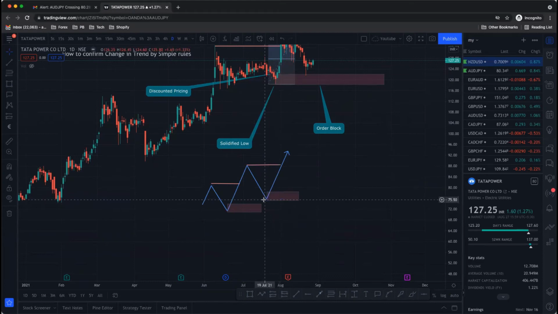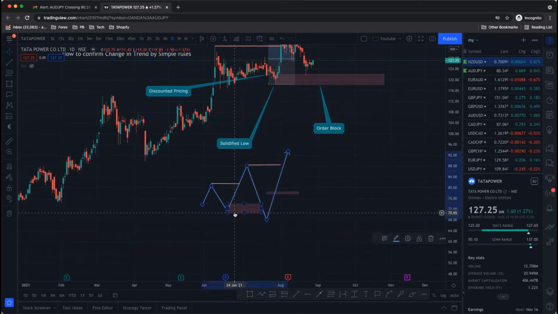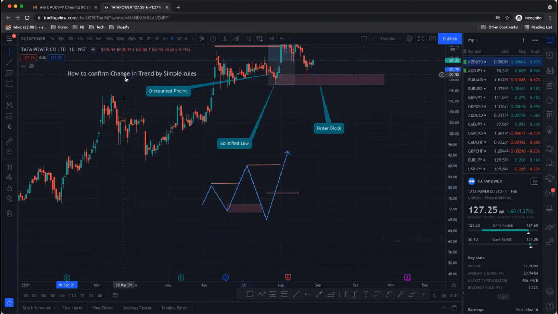Sometimes you will not get a clean move like this. Sometimes it will take liquidity from here, stop out all these players, and then make a second BOS. We'll talk about what liquidity is later, but for the sake of this video, just remember how to confirm a change in trend. You will get 2 BOS like this.